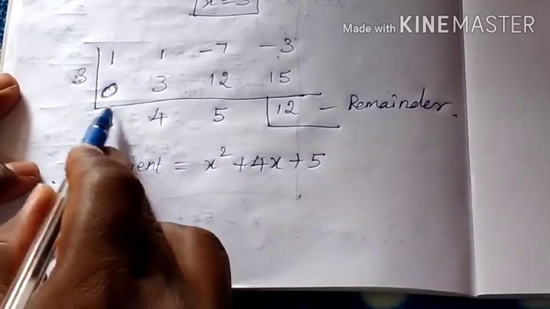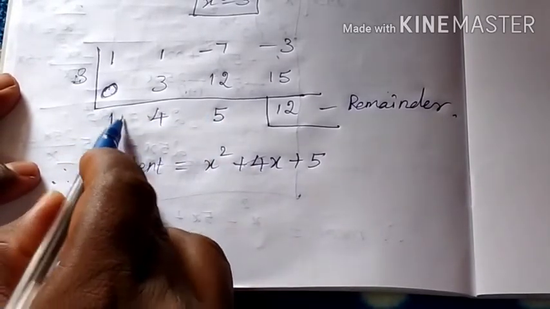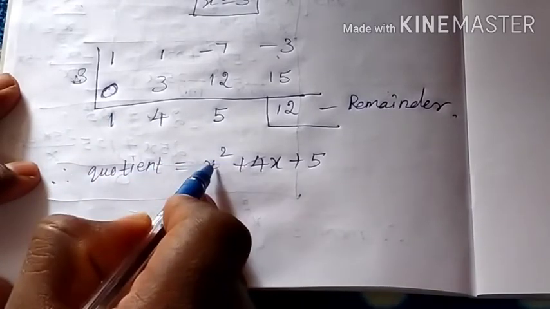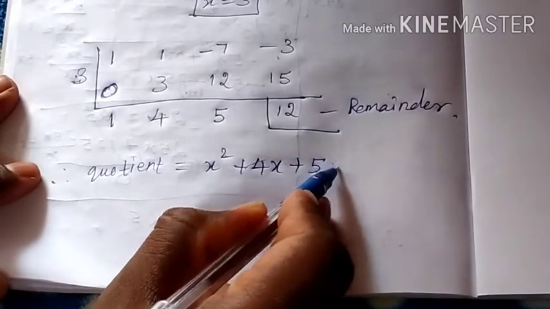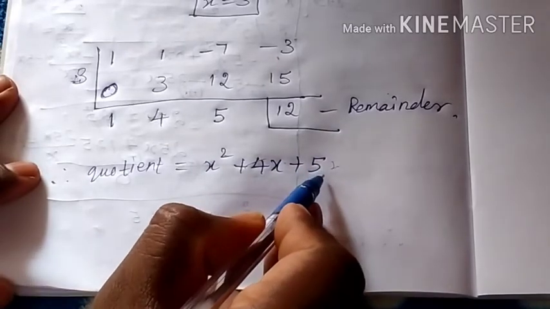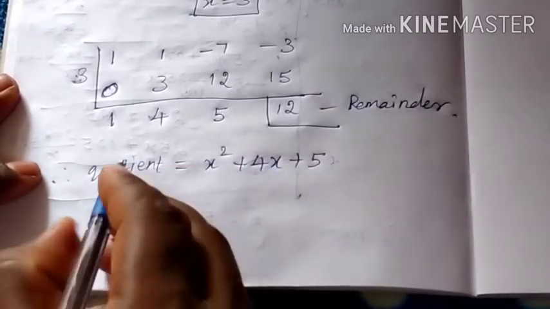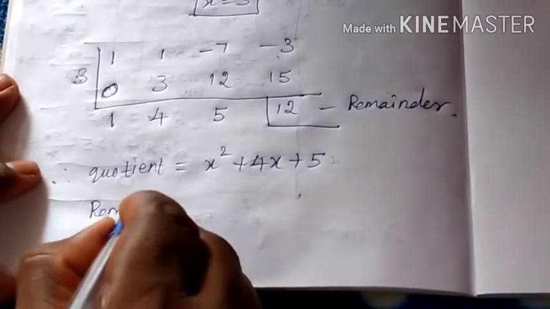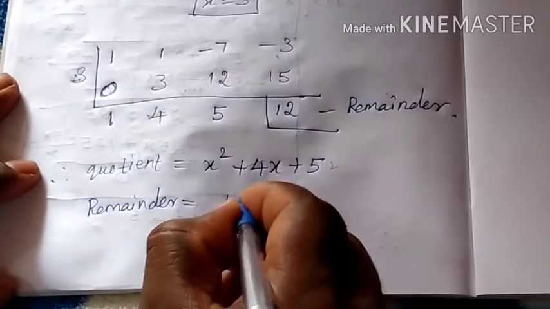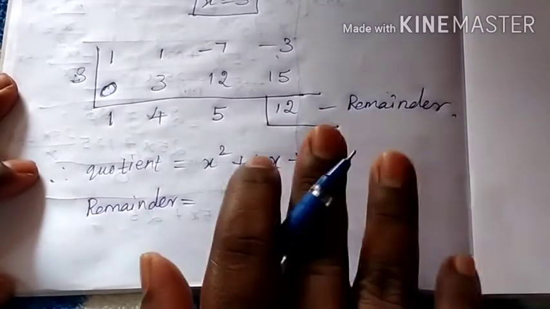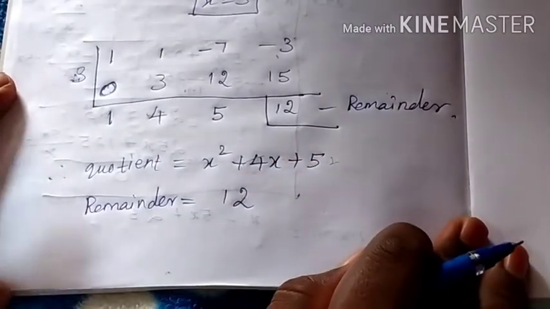The given question is a third degree polynomial, so start by writing a second degree polynomial. x square plus 4x, reduced by 1 degree, then x power 0, and x power 0 is 1. That's all. This is the quotient. Then the remainder, we already got the remainder, 12. This is the synthetic division method. Have you understood?